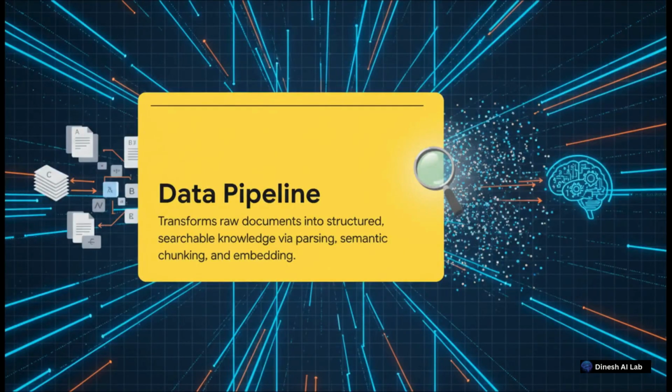Okay, first up, the data pipeline. Now, this part is kind of similar to traditional RAG, but it's usually a lot more advanced. Its whole job is to take raw documents, like PDFs, parse them intelligently, and break them down into meaningful, semantically related chunks. Then it creates those vector embeddings for storage. Basically, it turns a mess of unstructured data into a structured knowledge base that the agents can actually work with.